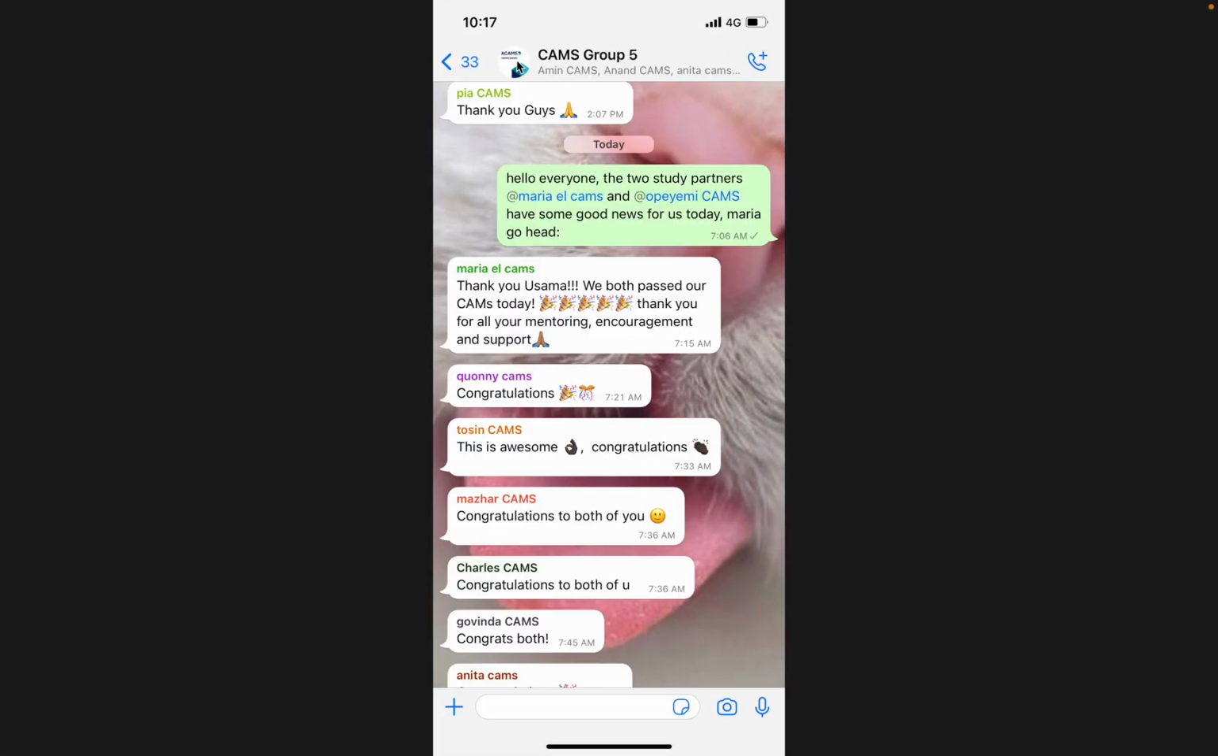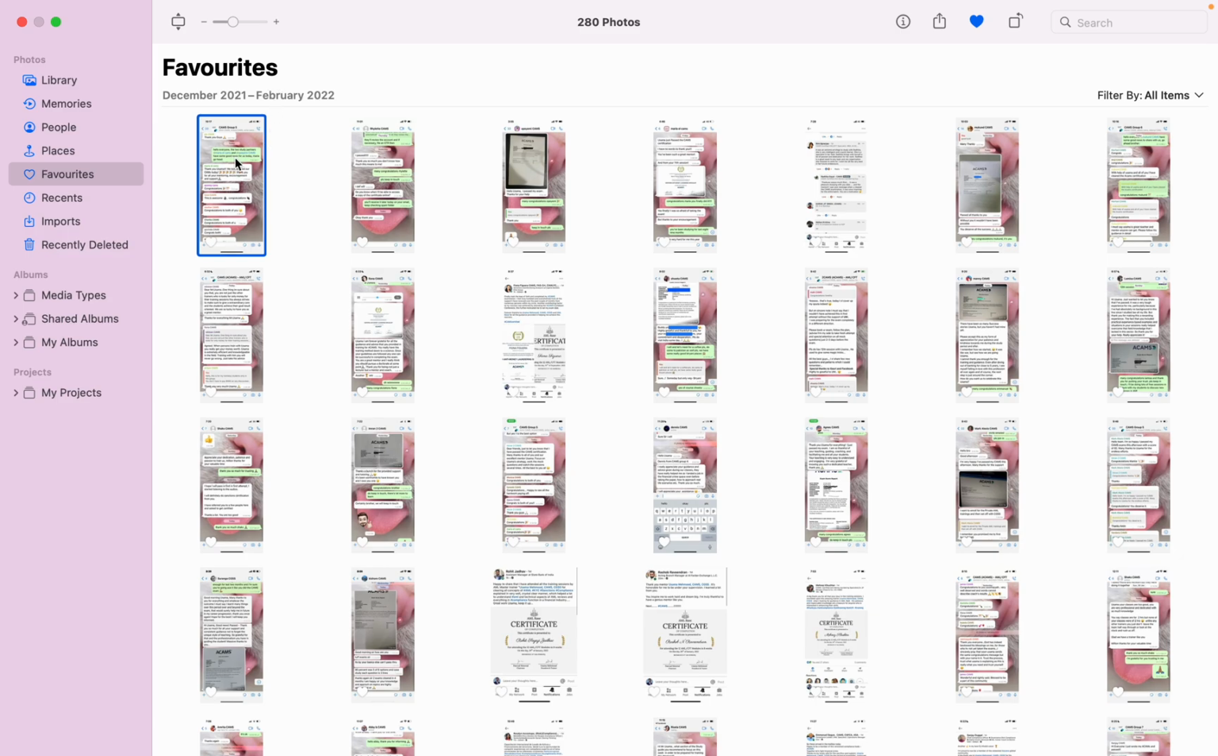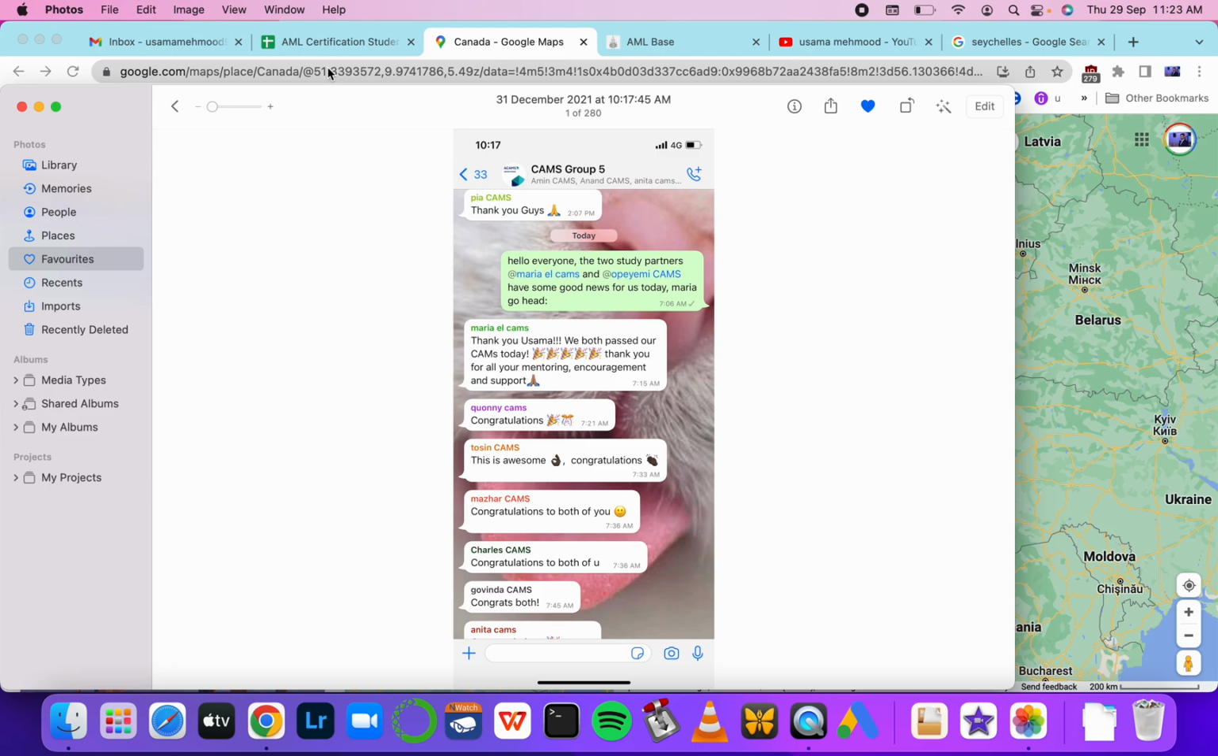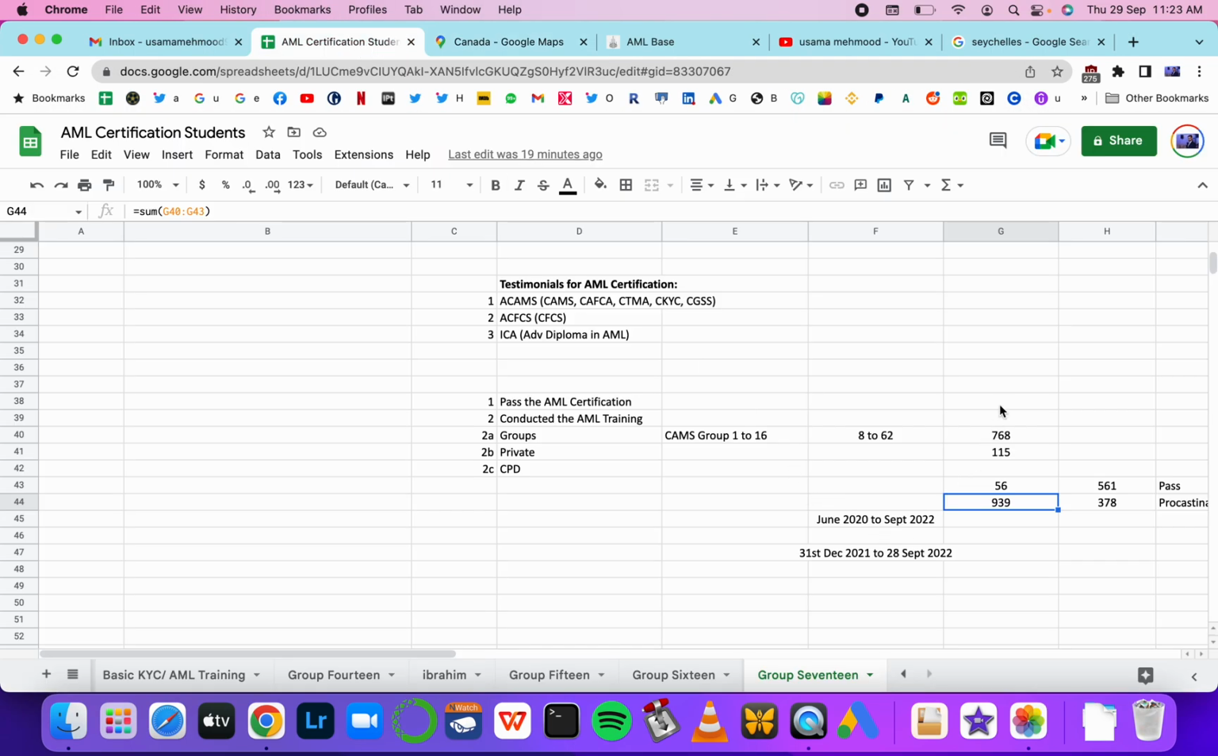Yeah, you can see that's December 31st, when I took the screenshot. So these are the people who passed just in the last period up to 31st December of this year. I haven't discussed or shown you the ones from June 2020 to 30th December 2021. There are other people who have passed the exam, 300 or more people.